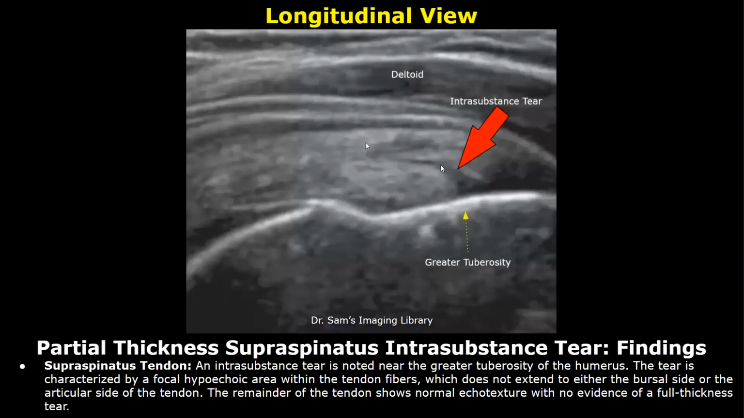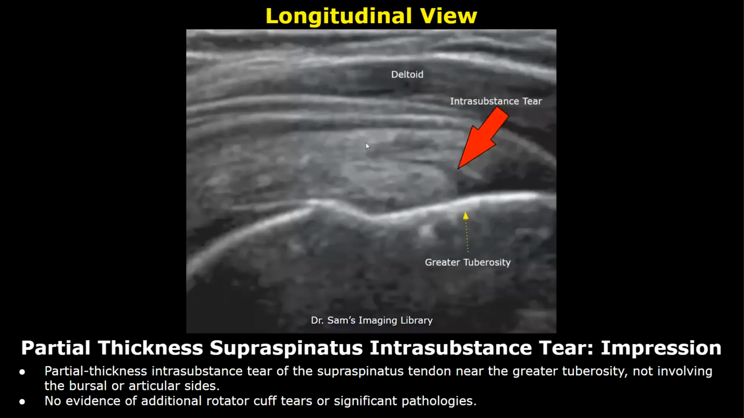The tear is characterized by a focal hypoechoic area within the tendon fibers, which does not extend to either the bursal side or the articular side of the tendon. The remainder of the tendon shows normal echo texture with no evidence of a full thickness tear.